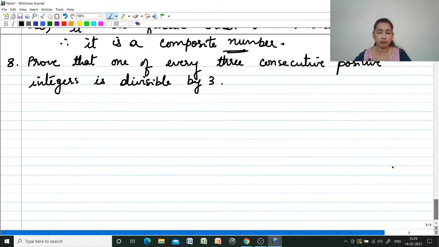Prove that one of every three consecutive positive integers is divisible by 3. So what do you have to prove here? Prove that one of every three consecutive positive integers is divisible by 3. So let us take the three consecutive positive integers as n, n plus 1 and n plus 2. Since it is consecutive, it is nearby.